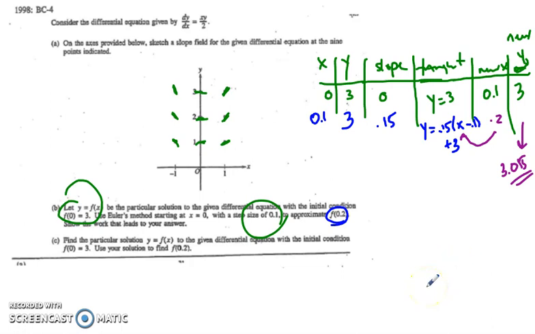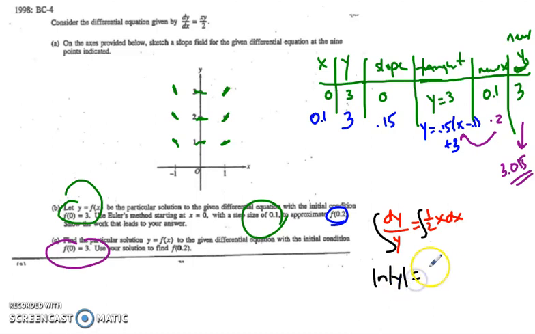Part C says, find the particular solution to the given differential equation with the initial condition f(0) = 3. So this is a separate, integrate, solve question. So I'm going to start by separating the variables. I'll have dy over y equals 1/2 x dx. Then I have to integrate both sides of the equation. So I'll get ln|y| equals 1/4 x squared plus C.